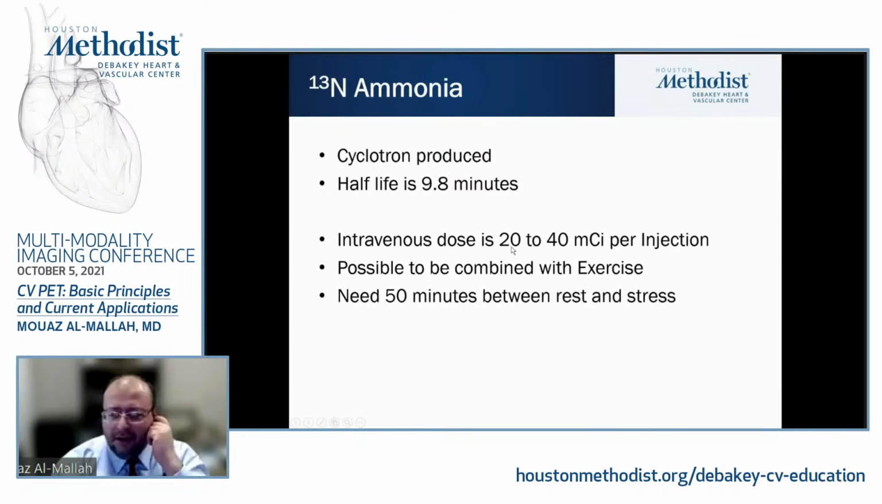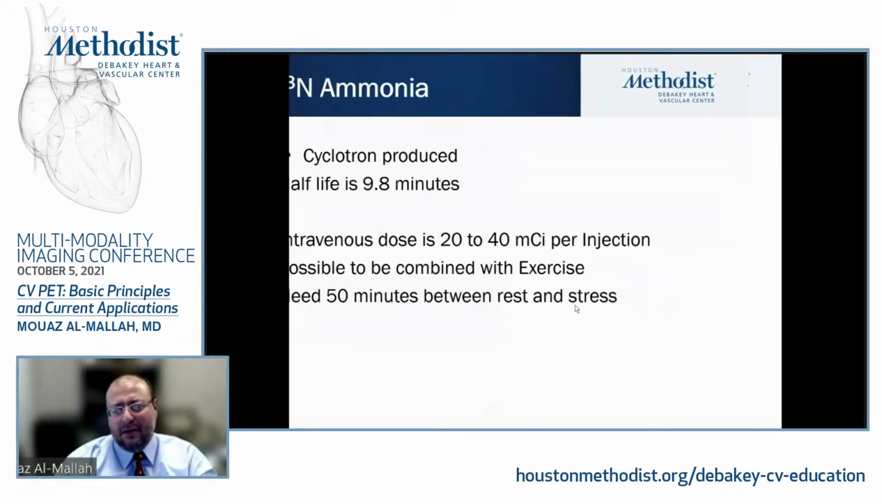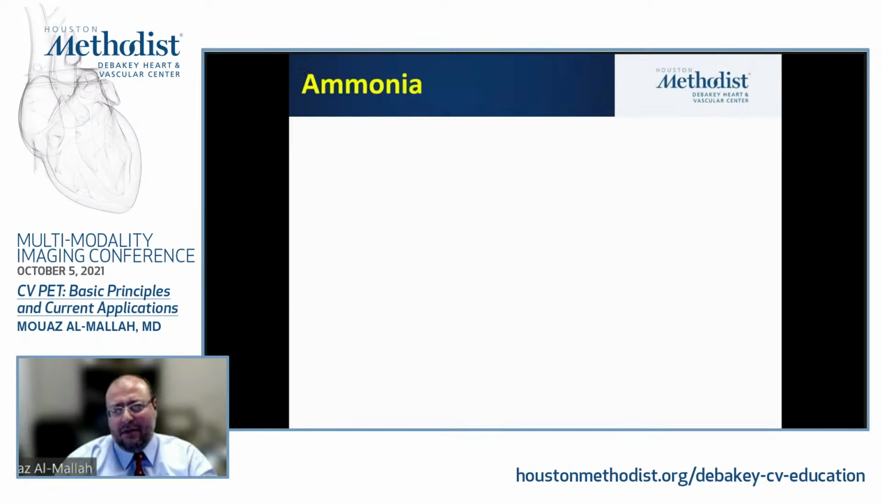Now, if you have an old system and you injected the full 20 to 40 millicuries at rest, you have to wait before stressing the patient, because you need to inject another dose to be able to acquire the stress image. One of the main limitations with ammonia is that it always needed a cyclotron. If you don't have a cyclotron within your vicinity, you're not going to be able to do ammonia.